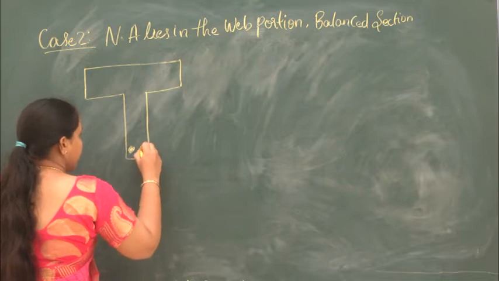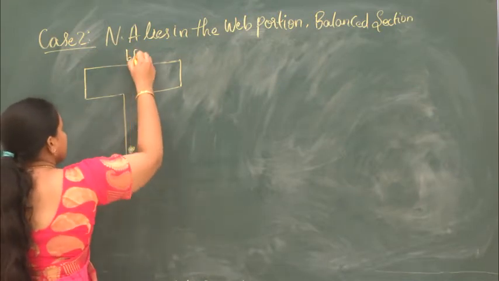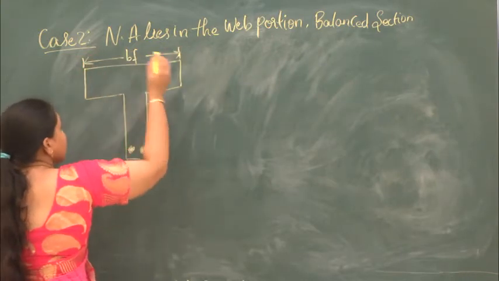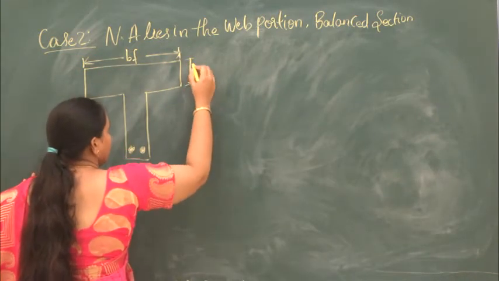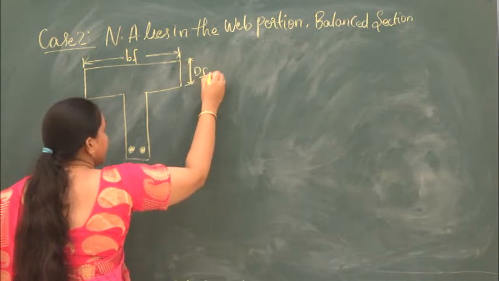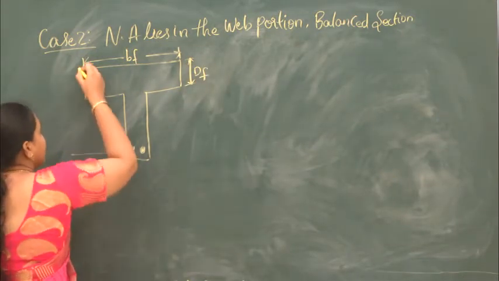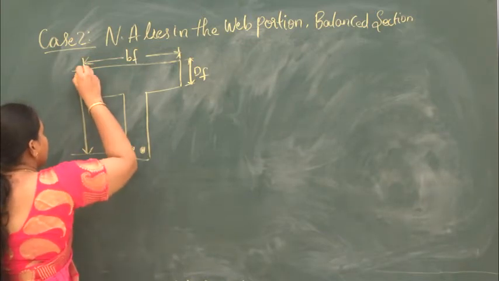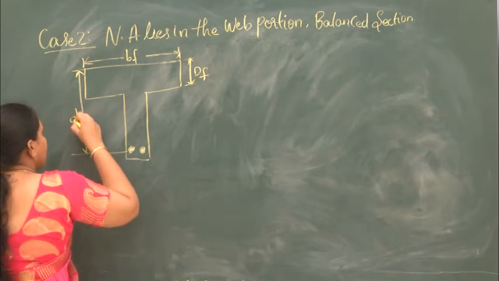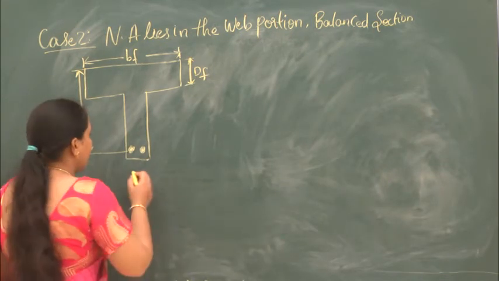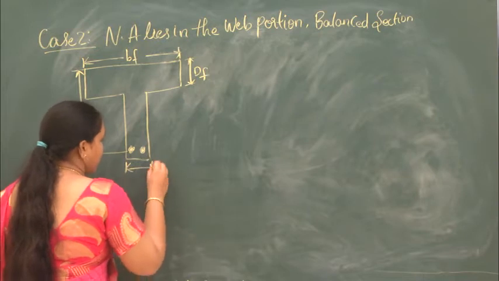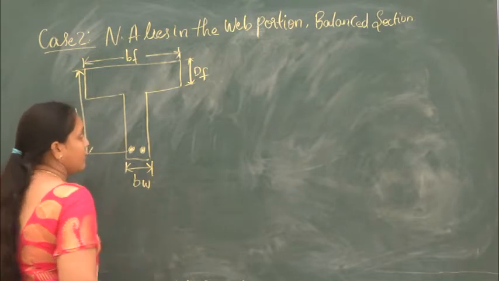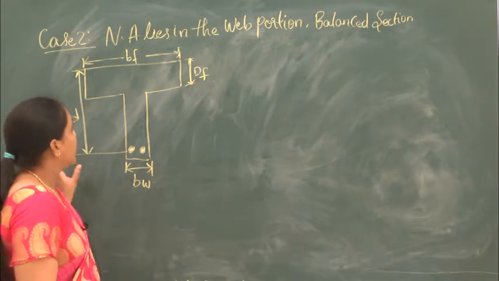So for the T-beam section, what is this? This is the effective width of the flange. This is going to be your depth of the flange, and the distance from the topmost compression fiber to the tensile steel is going to be your effective depth d, and this is going to be your breadth of the web.